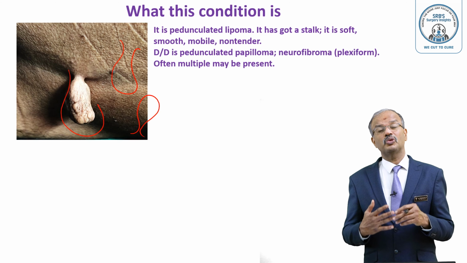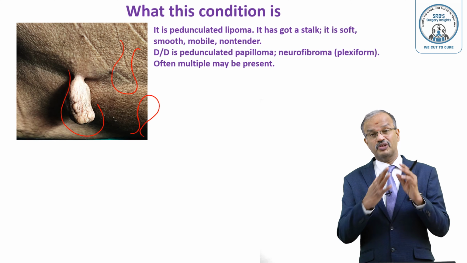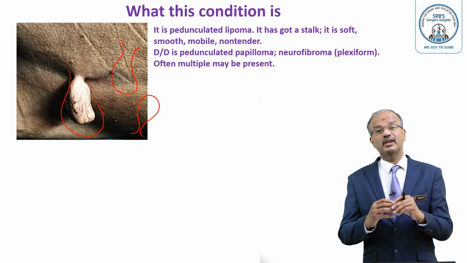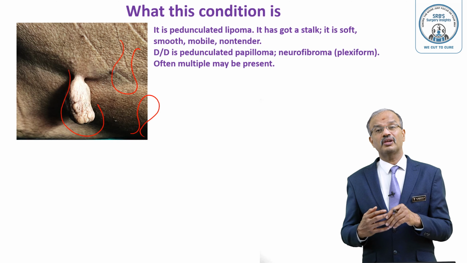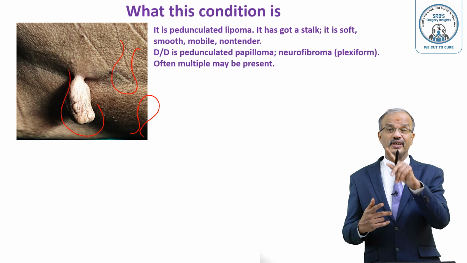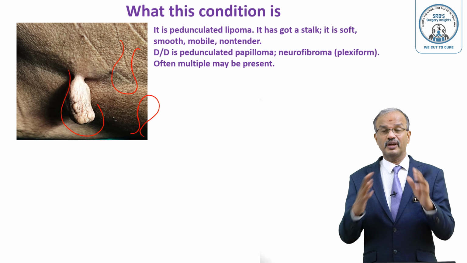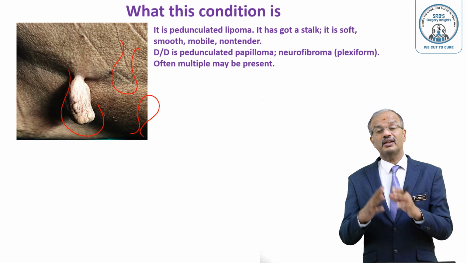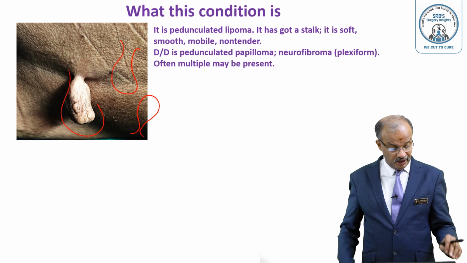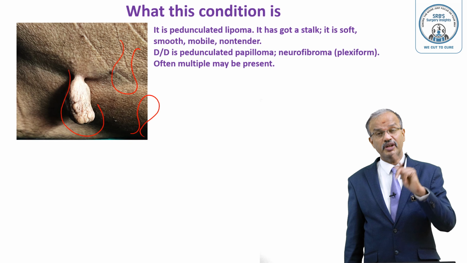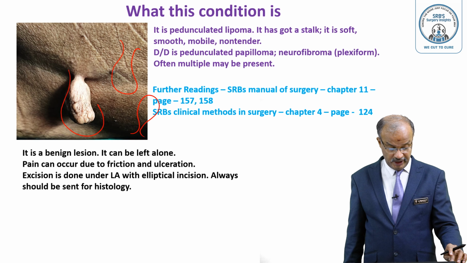You can always go through my SRB manual of surgery, chapter on swelling. You get details about the lipoma, because lipoma itself is a short case. In viva they will ask, short notes will come, and OSCE will come. So slip sign is very typical in lipoma. For complications and everything, you can go through my manual of surgery and clinical methods in surgery to have a better idea. So this is a pedunculated lipoma. Papilloma I already discussed, so you can always scroll back and understand.